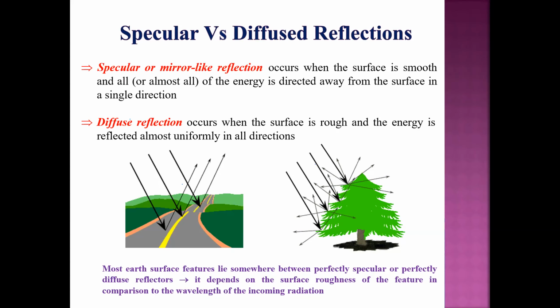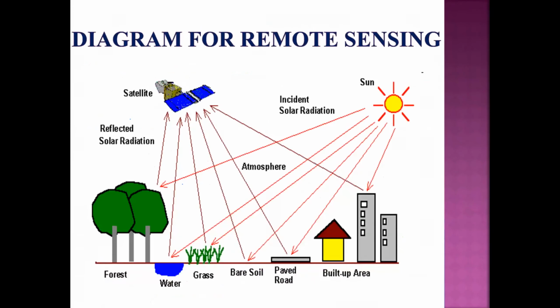Here you see, most Earth surface features lie somewhere between perfectly specular and perfectly diffuse reflectors. It is not ideal. Earth does not ideally follow specular reflection or ideally follow diffuse reflection, but lies in between because there are different types of objects. So it depends on the surface roughness of the feature in comparison to the wavelength of the incoming radiation. Here you see there are different types of objects.